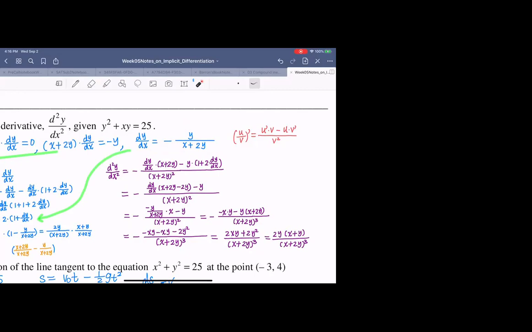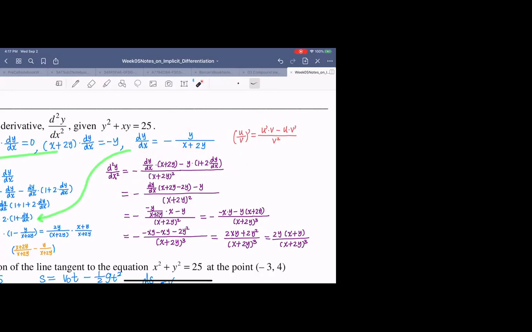Your top one derivative, which is y derivative. Y derivative is dy over dx, times your denominator, which is x plus 2y. And then you minus y times your denominator derivative. Okay, pay attention to here. X plus 2y derivative is 1 plus 2 times dy over dx. Did you get the first step correctly? Yes. Good. Don't forget about this negative outside.